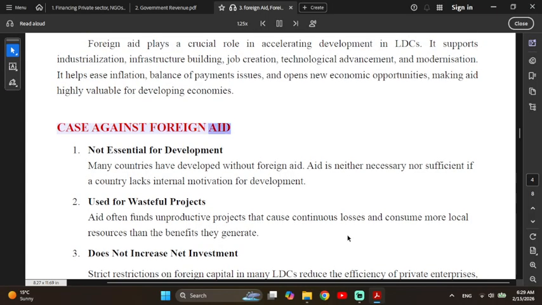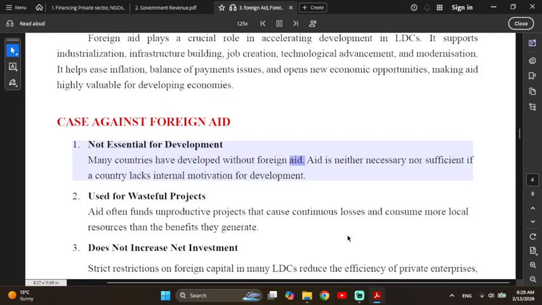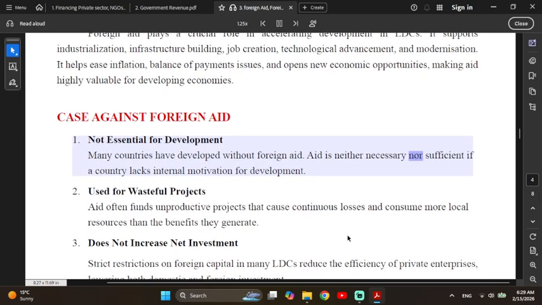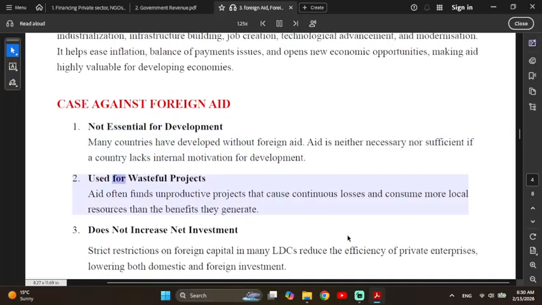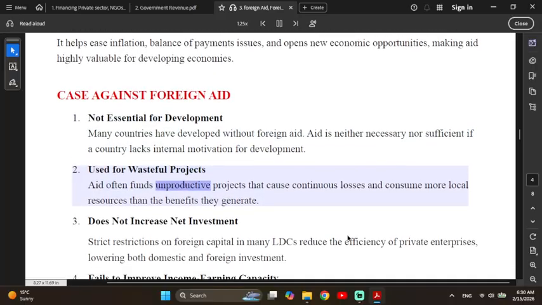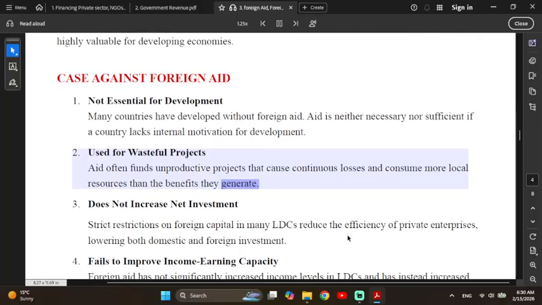Case against foreign aid. 1. Not essential for development. Many countries have developed without foreign aid. Aid is neither necessary nor sufficient if a country lacks internal motivation for development. 2. Used for wasteful projects. Aid often funds unproductive projects that cause continuous losses and consume more local resources than the benefits they generate.